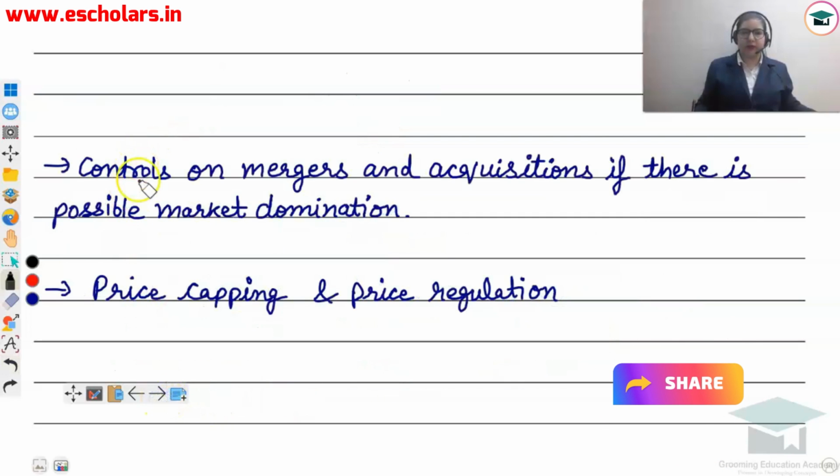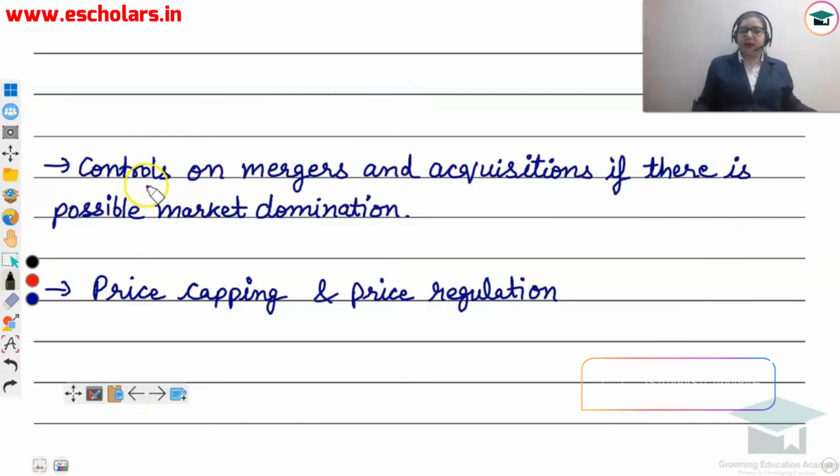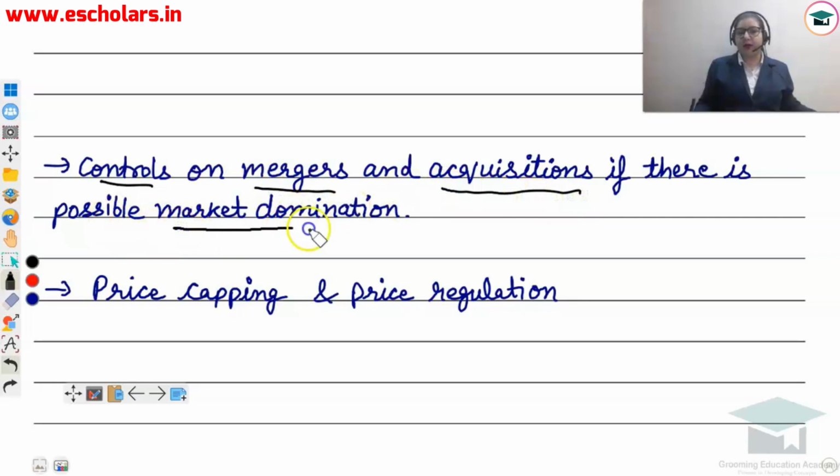Further, the government has made various rules and regulations to control mergers and acquisitions if there is possible market domination. If any merger or acquisition leads to market domination, then the government has rules and regulations in order to control those. Okay. Next, the government uses price capping and price regulation.